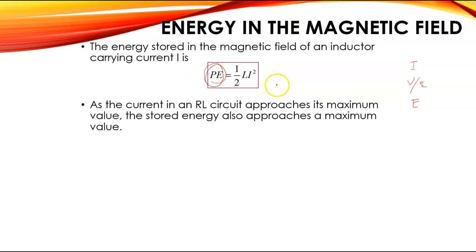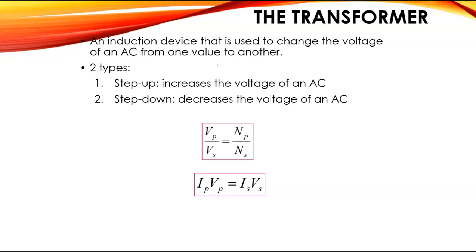So how to find the potential energy in a circuit with an inductor is by using this equation, which is half of the inductance times the current squared. So this is how to find the potential energy in a circuit where an inductor exists. As the current in the RL circuit approaches its maximum value, the energy also approaches a maximum value, because when I is maximum or increasing, then the energy is also increasing. Right.